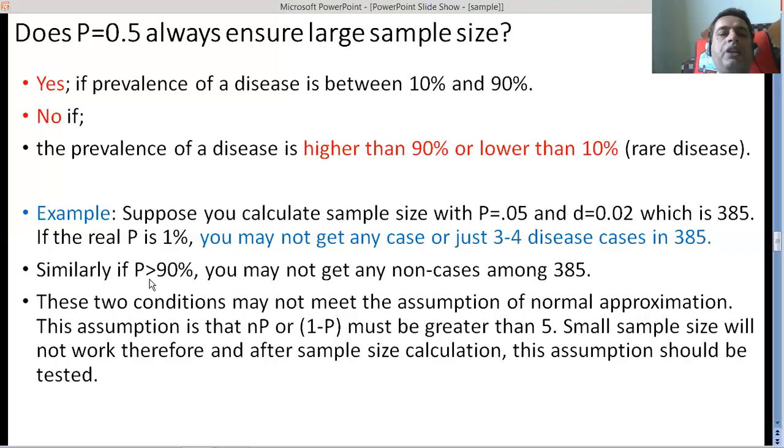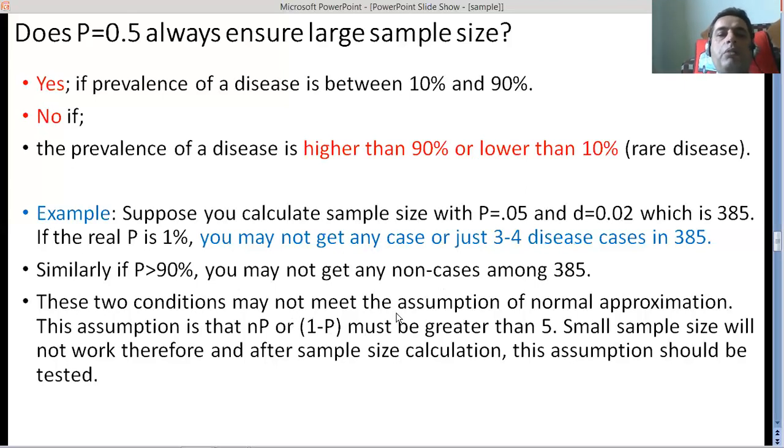Similarly, if P is more than 90%, the disease is highly prevalent, and you may not get any non-cases among 385. The disease that you are going to study, if the value of P is more than 90% or 0.9, then again you may not get any non-cases among 385. It means that the majority would be positive in that case, so the study would be wrong. The results would be wrong.